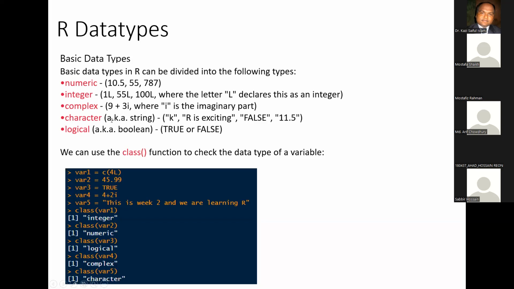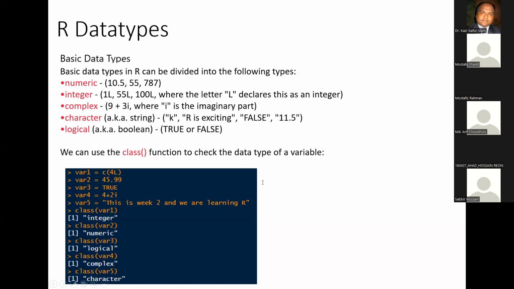But character is important. We'll be using character data, which, as I mentioned, could be single quoted or double quoted, okay? But if you have a number but quote it, then it automatically becomes a character type, okay? And then we have another type called Boolean, which is actually the logical data type. So R has these data types.